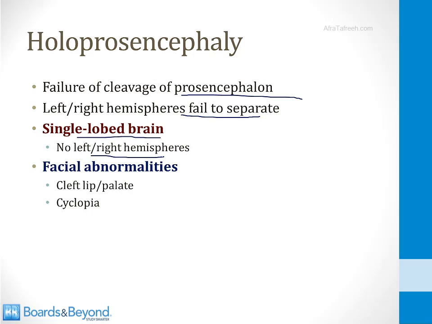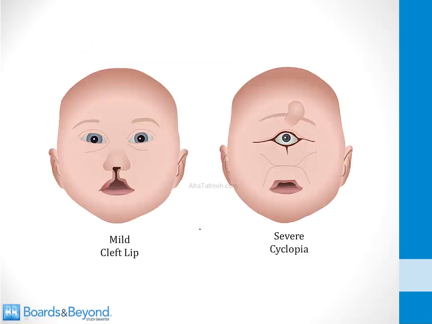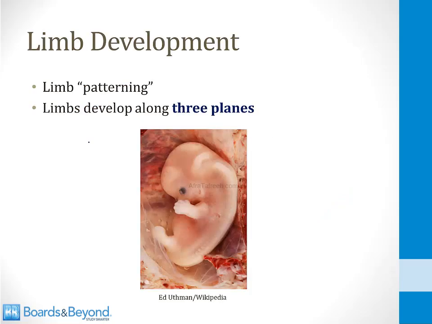In addition, because the brain does not divide in half, often the face is abnormal, so you can see facial abnormalities like cleft lip and palate, and even cyclopia, which means the presence of a single eye. And in this picture, I've shown a mild case of holoprosencephaly on the left, where the child just has a cleft lip. On the right side, I've shown a severe case where the child has a single eye. That's called cyclopia. So that's the central nervous system role for the Sonic Hedgehog gene.